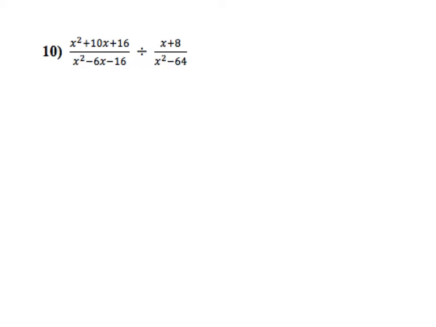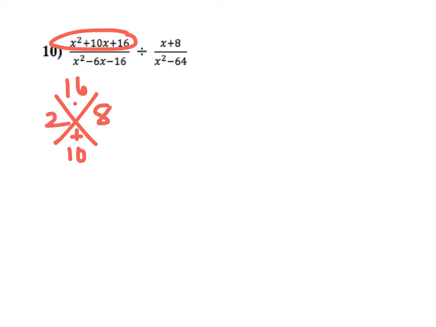All of that is divided by x plus 8 divided by x squared minus 64. We're going to do the same thing. Factor everything and then flip your fractions. So if I look at the top part, we have x squared plus 10x plus 16. I'm going to do the x method for that one. We want something that multiplies to 16 and adds to 10. It's going to be 2 and 8. So that means the top of my fraction is going to be x plus 2 times x plus 8.